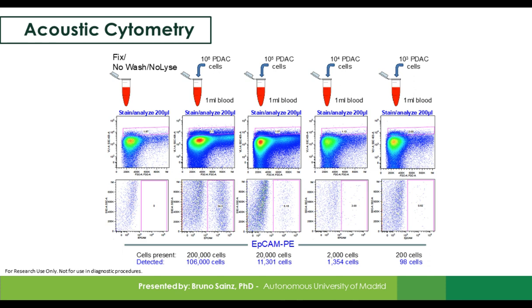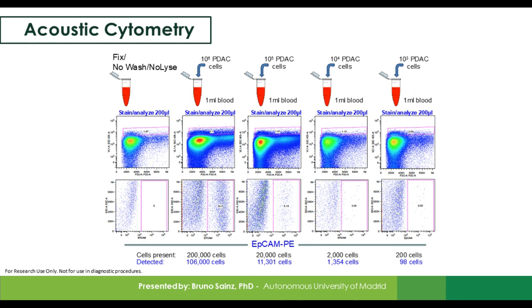You can directly fix the sample or not fix the sample, add your antibodies to the blood, and detect your cell target without having to introduce extra variables such as lysing red blood cells, which can damage your cells as well, and the multiple washing steps that can reduce your ability to detect cells, and you can actually lose some of these very rare cells that you're trying to detect. So what you can see here within the population, we detected EpCAM-positive PDAC cells with high efficiency and precision, demonstrating the utility of this approach.